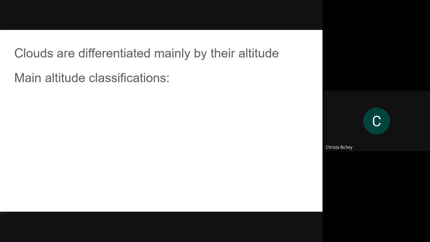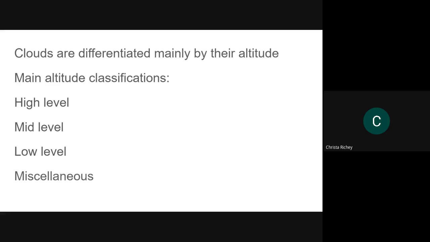They're really inventive with their naming of their classifications. The ones that are the highest up are called high level clouds. The ones below that are called mid level clouds, and the lowest of them all are called low level clouds. There are some that are miscellaneous. We'll come back and talk about those when we do weather. Different things, sort of in between. They don't quite fit 100% in one of the other categories.